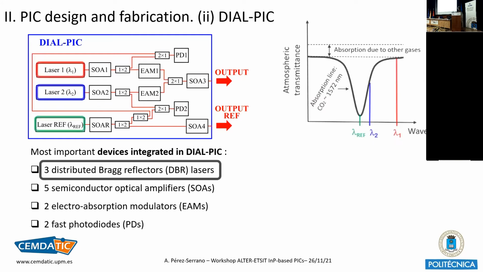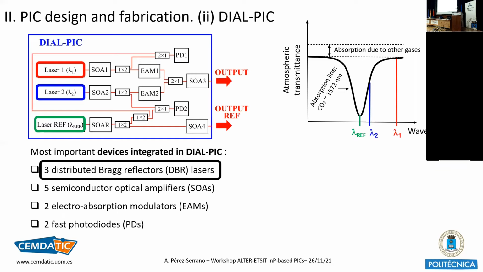This is with all the components. What we have is three lasers, three distributed Bragg reflector lasers, whose wavelengths, lambda 1, lambda 2, and lambda ref, are here depicted together with the absorption line. We aim that the reference wavelength will be at the peak of the absorption line. Lambda 2 will be our on signal, and lambda 1 will be our off signal.